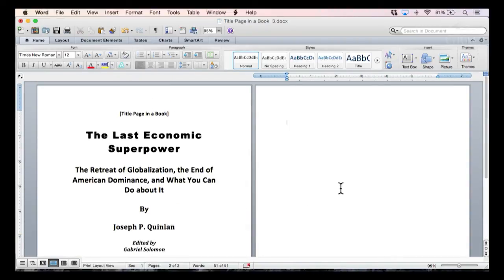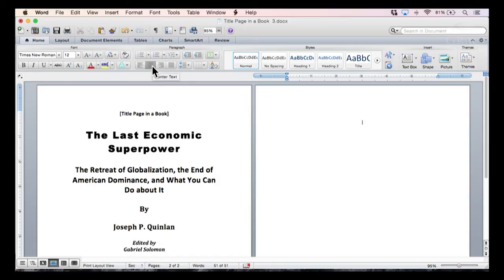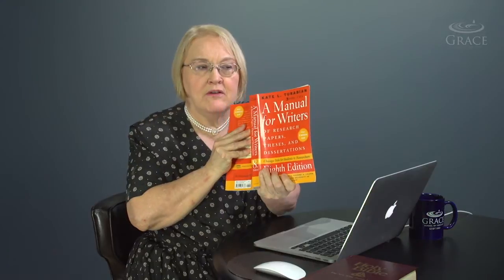So the first thing I'm going to do is center, and I'm just going to type the word bibliography. Now let me tell you about the font. The font for Turabian, this is our Turabian textbook. It's the style manual for every course at Grace School of Theology. And you're going to use Times Roman font for research papers, unless your teacher tells you differently for some reason.